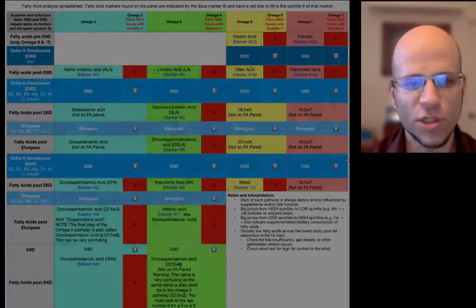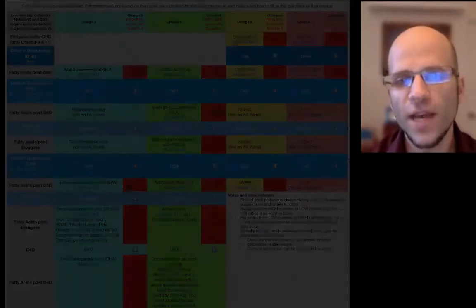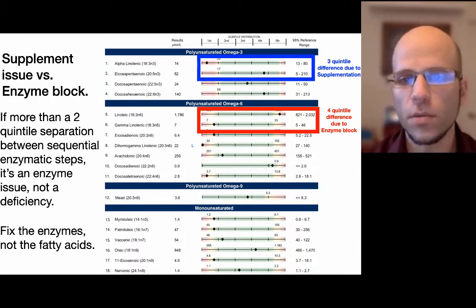I think the only saving grace is that we have a chart to track it all. And here, this is actually my fatty acids. In this one screenshot, you can see both happening at the same time: a supplementation issue from low to high, and an enzyme issue from high to low. Perfect. So then I'm going to show also what I did to correct that.